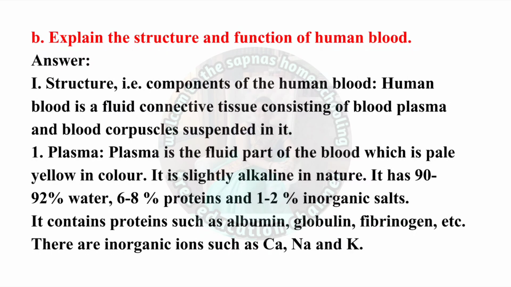Answer. Structure, that is, components of the human blood. Human blood is a fluid connective tissue consisting of blood plasma and blood corpuscles suspended in it. Plasma is the fluid part of the blood, which is pale yellow in color. It is slightly alkaline in nature. It has 90 to 92% water, 6 to 8% proteins, and 1 to 2% inorganic salts. It contains proteins such as albumin, globulin, fibrinogen, etc. There are inorganic ions such as Ca, Na, and K.